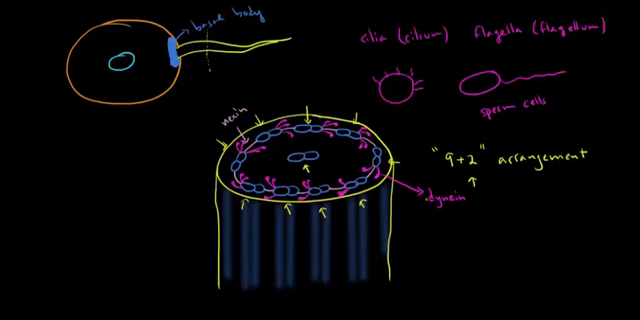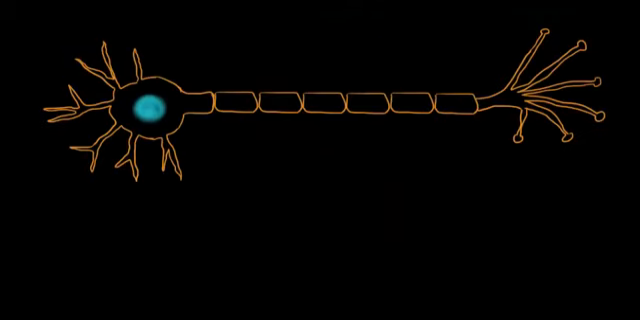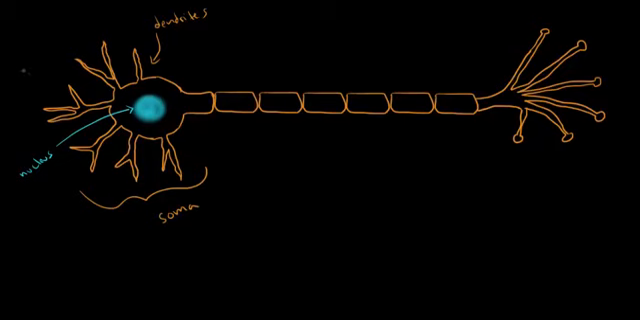So that takes care of basal bodies, and now let's talk about one more function of microtubules. Microtubules play a really important role in the internal transport in neurons. So here we have a nerve cell. Let's just label the various parts. We have the dendrites here. We have the soma, or the cell body. We have the nucleus. We have the axon. And then we have the synaptic terminal.